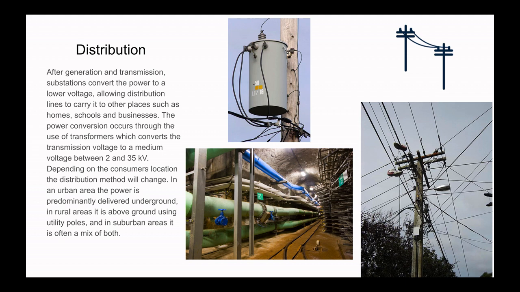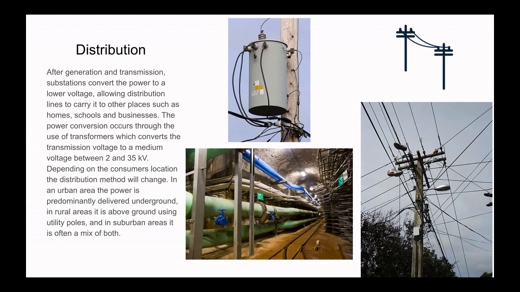After generation and transmission, substations convert the power to a lower voltage, allowing distribution lines to carry it to other places such as homes, schools, and businesses. The power conversion occurs through the use of transformers, which convert the transmission voltage to a medium voltage between 2 and 35 kilovolts. Depending on the consumer's location, the distribution method will change.